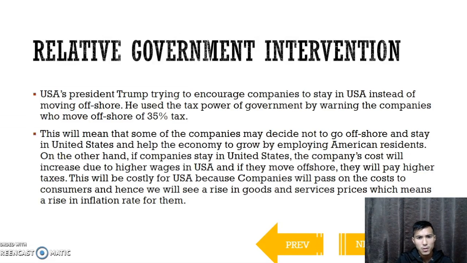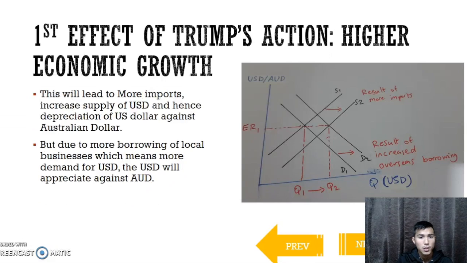On the other hand, if companies stay in the United States, the companies' costs will increase due to higher wages in the United States, and if they move offshore, they will pay higher taxes. This will be costly for USA because companies will pass on the cost to consumers, and hence we will see a rise in goods and services prices, which means a rise in inflation rate for them.